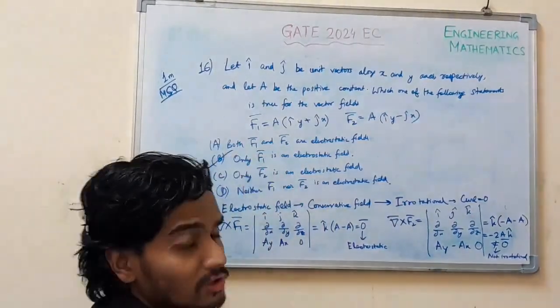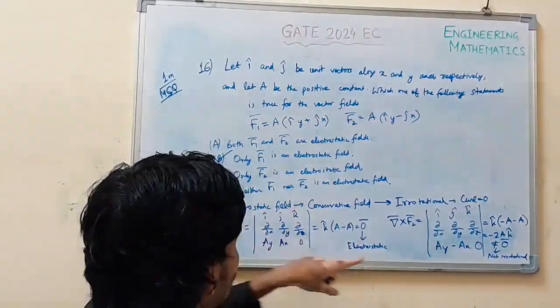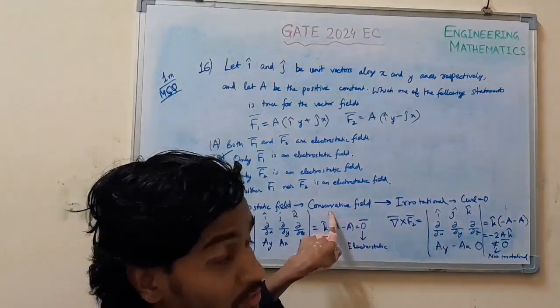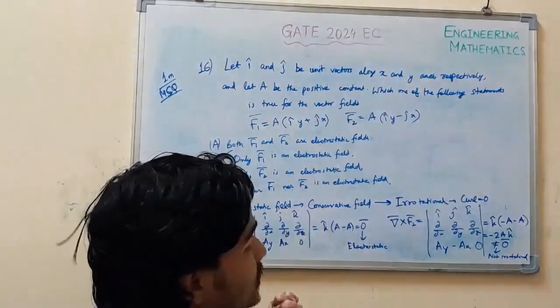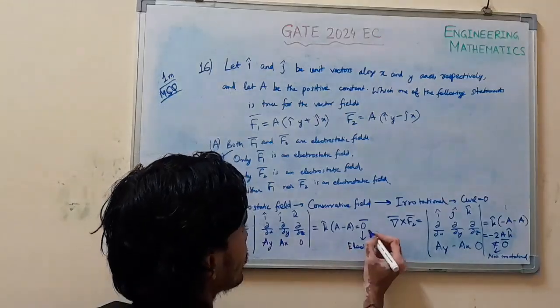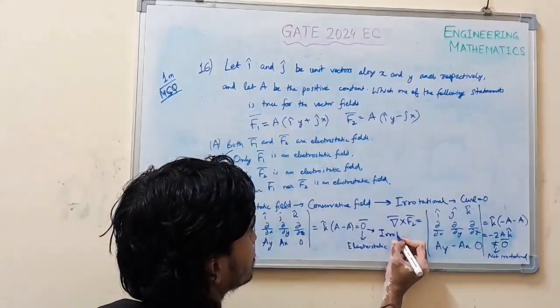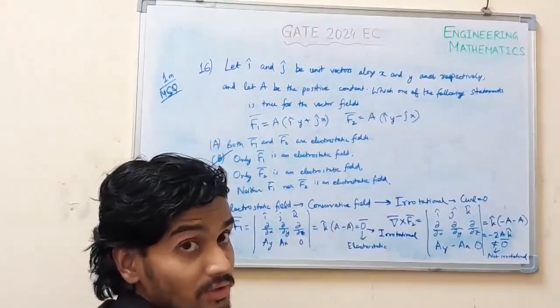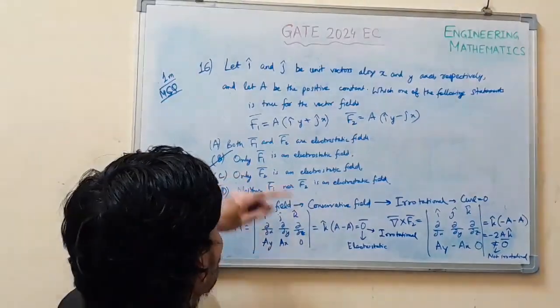So only F1 is an electrostatic field. The correct answer to this question is option B. As F2 is not irrotational, it cannot represent a conservative field, and an electrostatic field is a conservative field. While F1 is an irrotational vector, hence it represents a conservative field. The correct answer is option B.